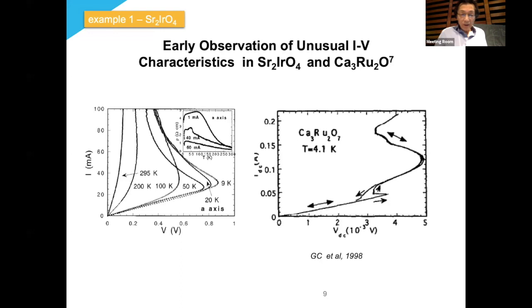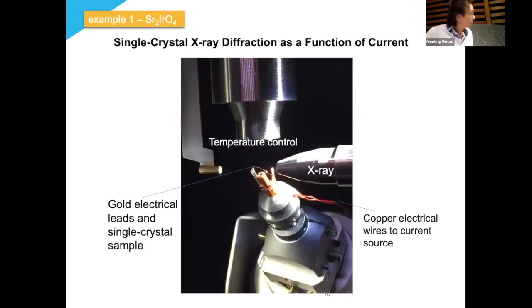So in recent years, we decided to revisit this type of issue. We started to think about what currents can do to structures. To do this, we designed this setup here. This is our single crystal X-ray diffractometer, and this is the sample holder.